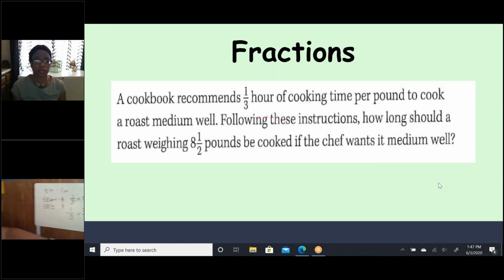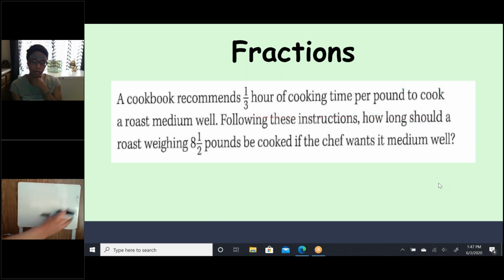Okay, so now for the whole problem, we need to write it. Let me erase this. We need to write it using multiplication. So we have 1/3 of an hour will cook 1 pound, but we need to cook 8. I'll write it this way. There's different ways to write it, but we need to cook 8.5 pounds.